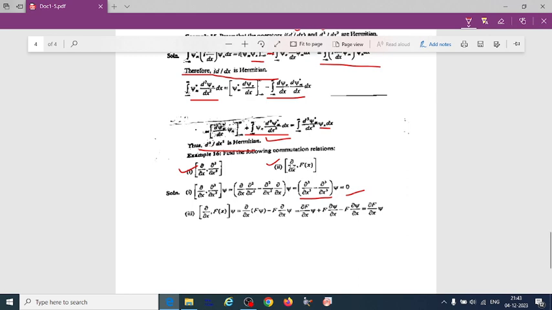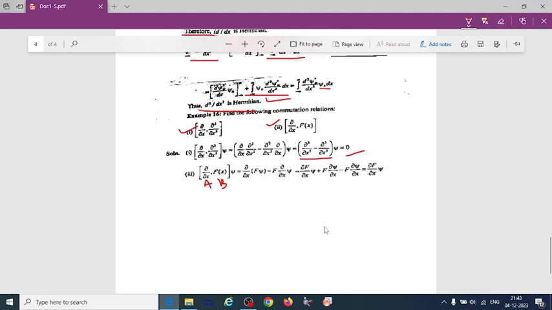Second condition, dou by dou x, f of x. So that is like a comma b. You can just write ab minus ba. This is like a comma b. Okay. If you write the commutation relation here, what is the answer going to be? These two terms, after equating, will cancel, and the answer is left with dou f by dou x.